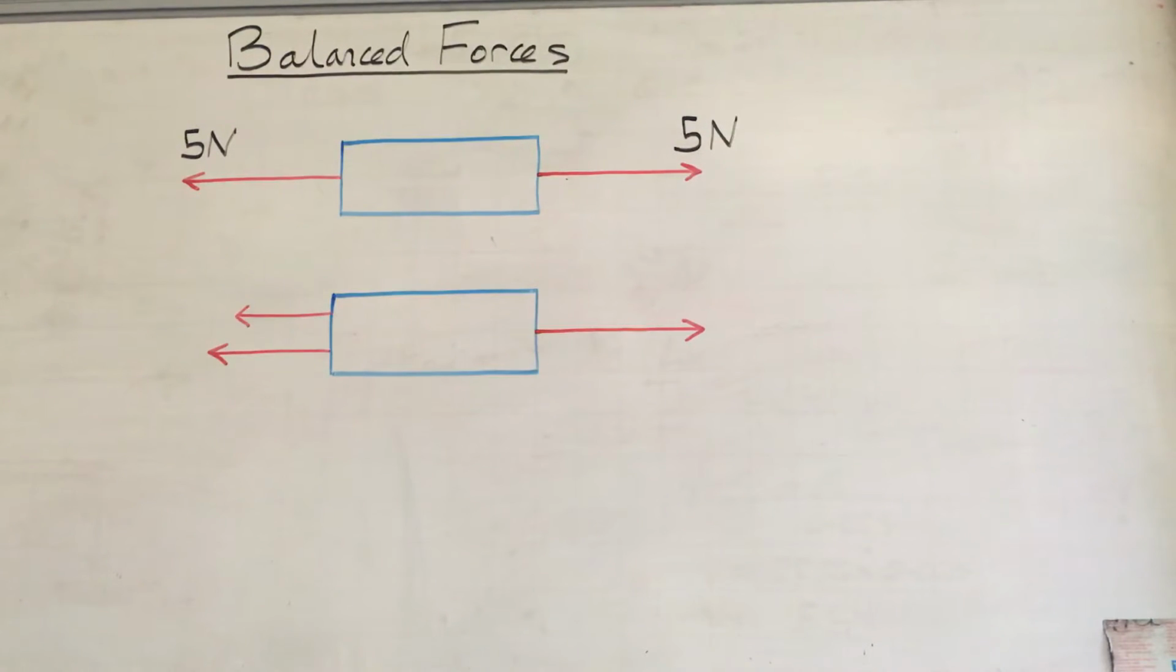Now this is a balanced force diagram because the two forces act in opposite directions but of equal size, which means they cancel each other out. The overall effect will be zero. If that was a tug of war, you could appreciate that if you pull to the left with 5 and the other team pulls to the right with 5, you're not going to move.